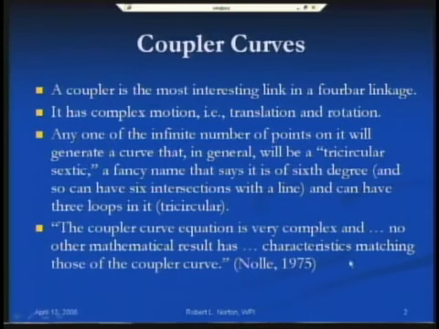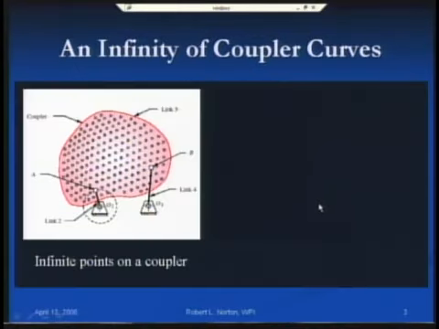A fellow named Knoll, back in 1975, made this comment, which I thought was interesting. He says the coupler curve equation is very complex and no other mathematical result has characteristics matching those of a coupler curve. So it's a fairly unique mathematical entity, at least in his opinion. As I said, you can have an infinity of coupler curves with any one 4-bar linkage, and since you can change the link lengths, that means you have multiple infinities of possibilities.